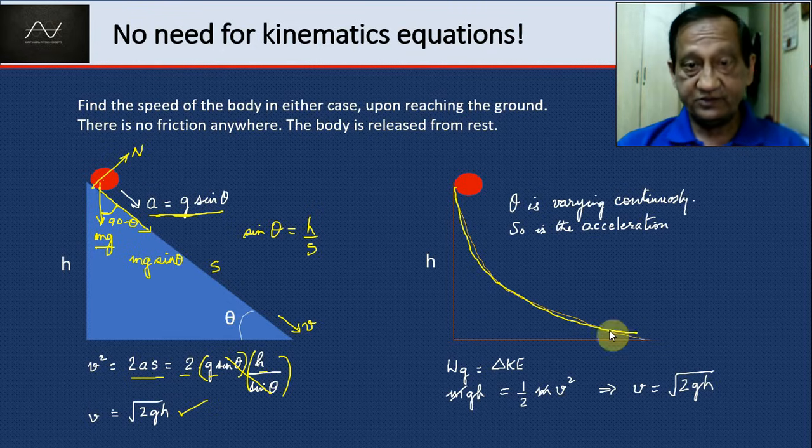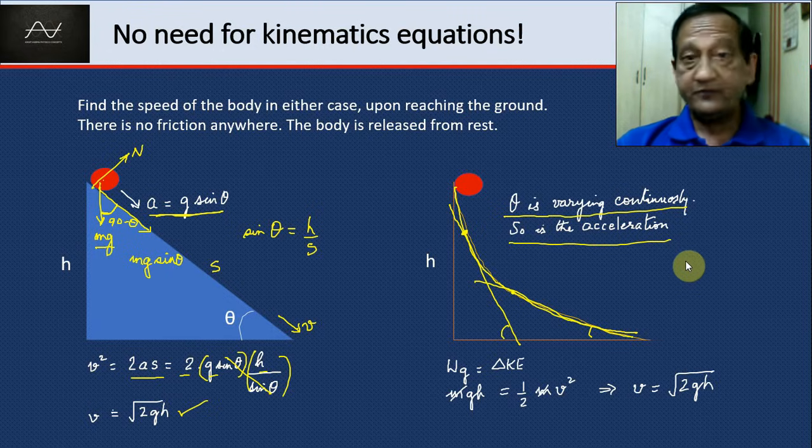But in this case, it is not a straight plane. The curvature is changing, so the angle of inclination is changing. Here the angle of inclination is this. Here it is lower. That is the theta which is varying continuously. So is the acceleration. And therefore we cannot use v square equal to u square plus 2as. But we can apply work energy theorem.